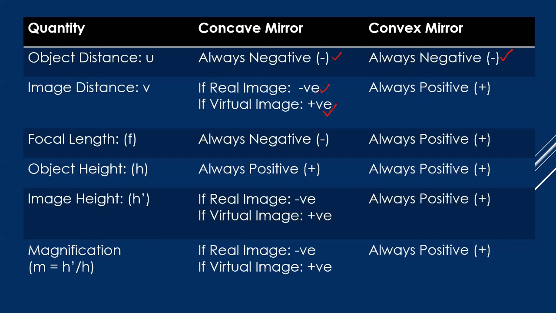Now, can you tell me the type of images which are formed in convex mirror? Convex mirror always gives us virtual images. So virtual images are formed behind the mirror. And what is the sign convention behind the mirror? It's always positive. So v by default for a convex mirror will always be positive.